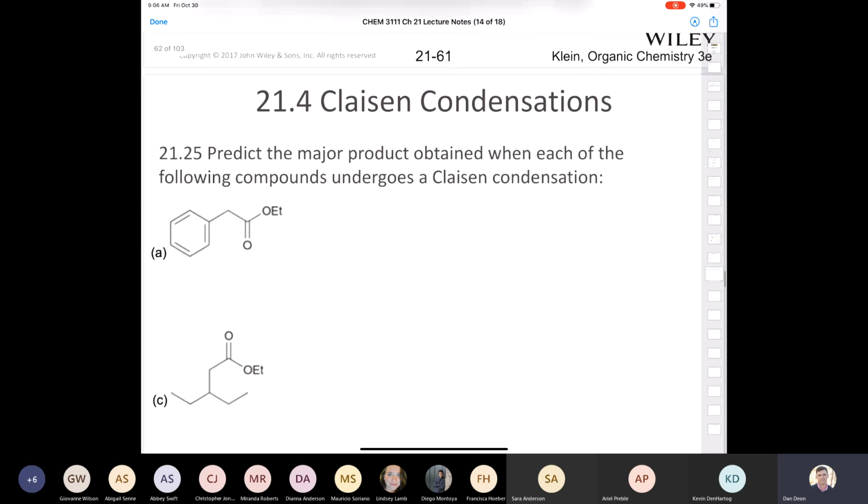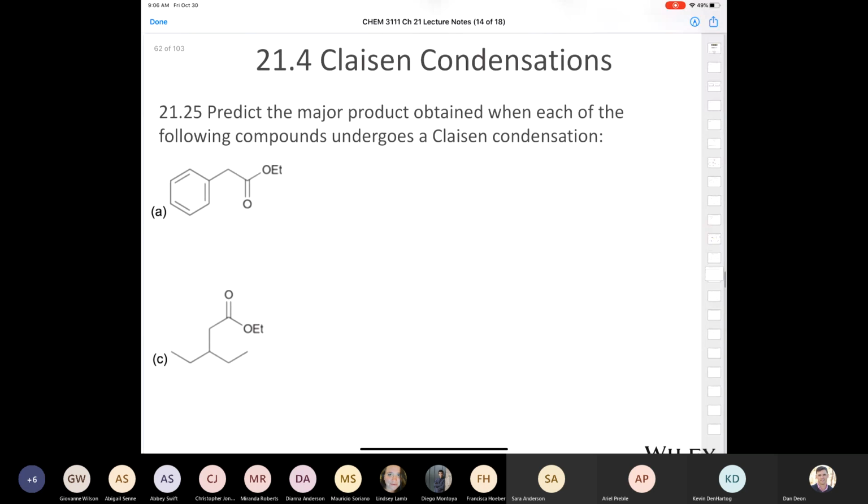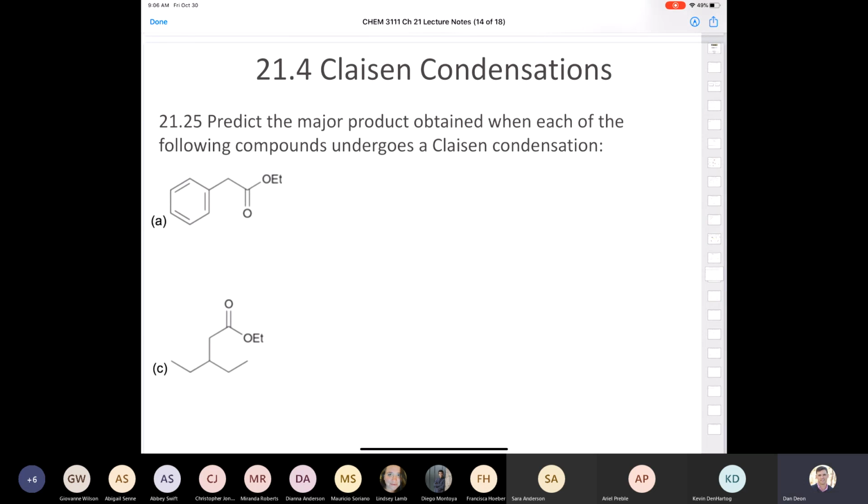Well, with that in mind, let's try a problem. Predict the major product obtained when each of the following compounds undergoes a Claisen condensation. I'm going to try to make this one easy too, okay? And the book doesn't draw the mechanisms in gross and dirty detail. But if we're doing a Claisen condensation reaction, we would be treating this ester with sodium ethoxide in the first step. So we would get partial deprotonation, and we would end up with some of this enolate.